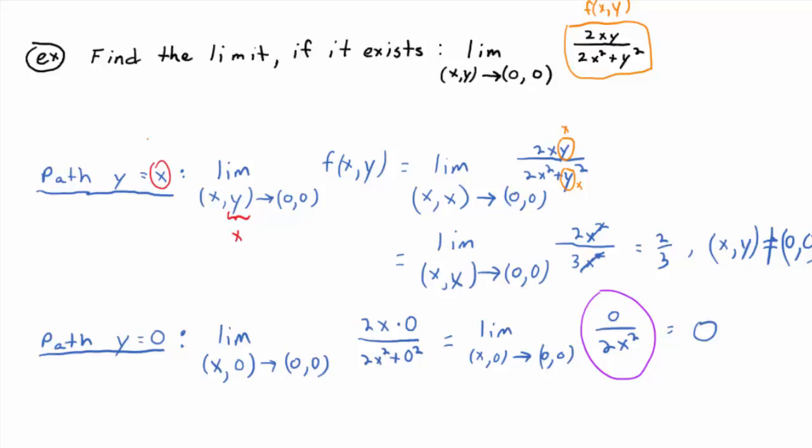So on one path, here's the point of all this discussion. On one path, we got a limit value of 2/3. On another path, we got 0. This limit does not exist. You could make a note of the fact that 2/3 does not equal 0, so the limit doesn't exist.